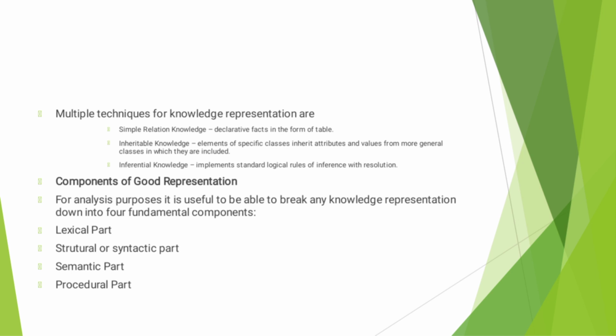Then components of good representation. For analysis purposes, it is useful to be able to break any knowledge representation down into four fundamental components, that is lexical part, structural or syntactic part, then semantic part, then procedural part. Lexical part: it determines the symbols or words used. Then structural or syntactic part: constraints on how the words or symbols are used. Then semantic part: the association of real world meaning with the representation. Then procedural part: it denotes access procedures that generate and compute things with the representations.